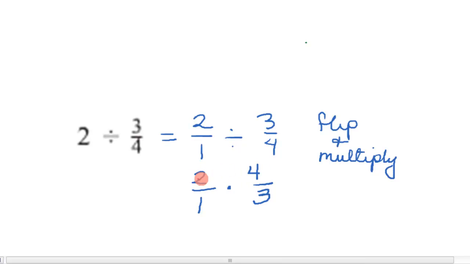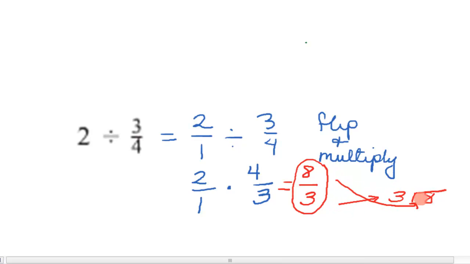Yes, the 2 and the 4 both share a factor of 2, but they're both in the numerator, so we can't reduce them. So you're ready to multiply across. 2 times 4 is 8. 1 times 3 is 3. And you can either leave it as an improper fraction, depending on your class, or do our long division. 3 goes into 8 twice. 2 times 3 is 6. Subtracting, we get a remainder of 2, which we use to make a new fraction.